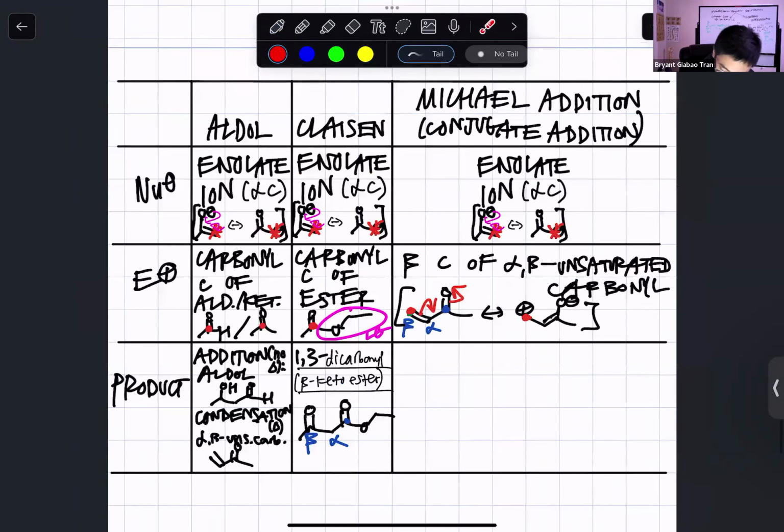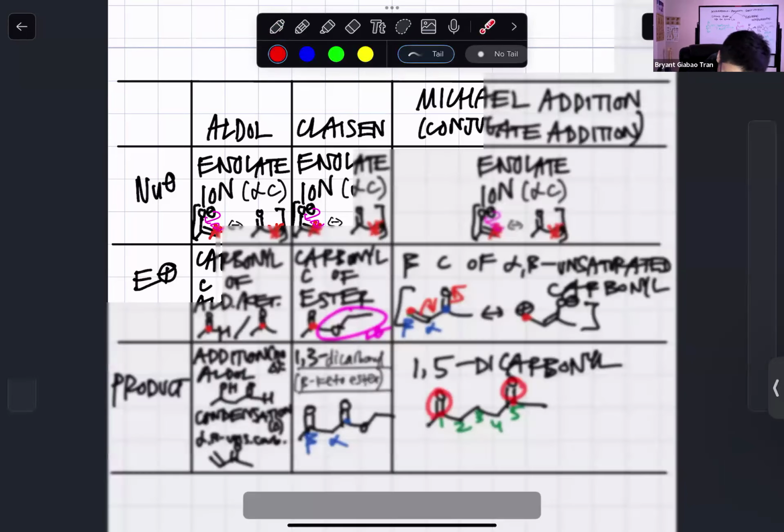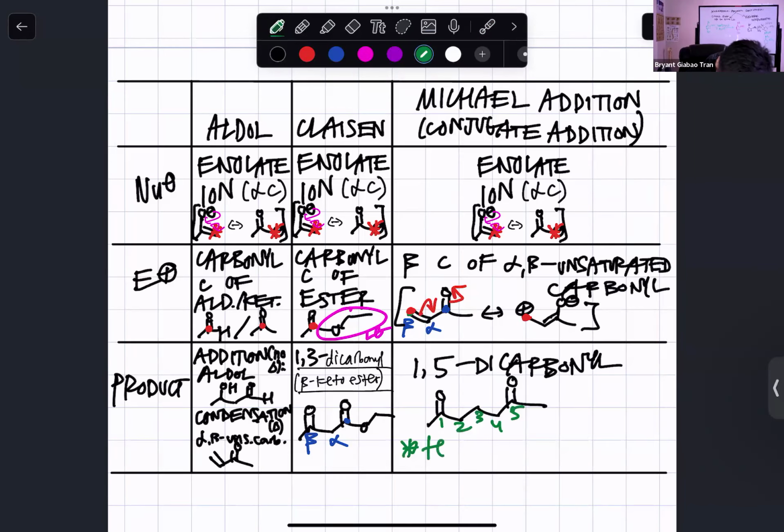Okay, the product of a Michael addition is going to be a 1,5 dicarbonyl. So we're going to have two carbonyls, that's why it's the dicarbonyl there, that have a 1,5 relationship with each other. So if this is your 1, 2, 3, 4, 5, we see that these two carbonyls here have a 1,5 relationship with each other. And they tend to proceed to do intramolecular aldol condensation.